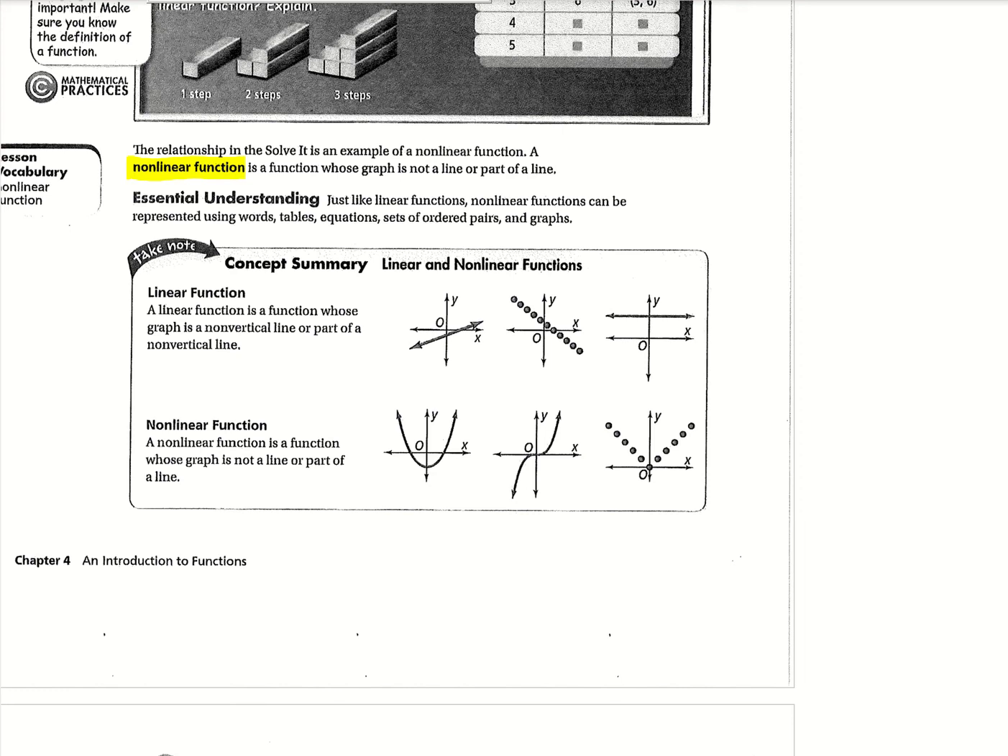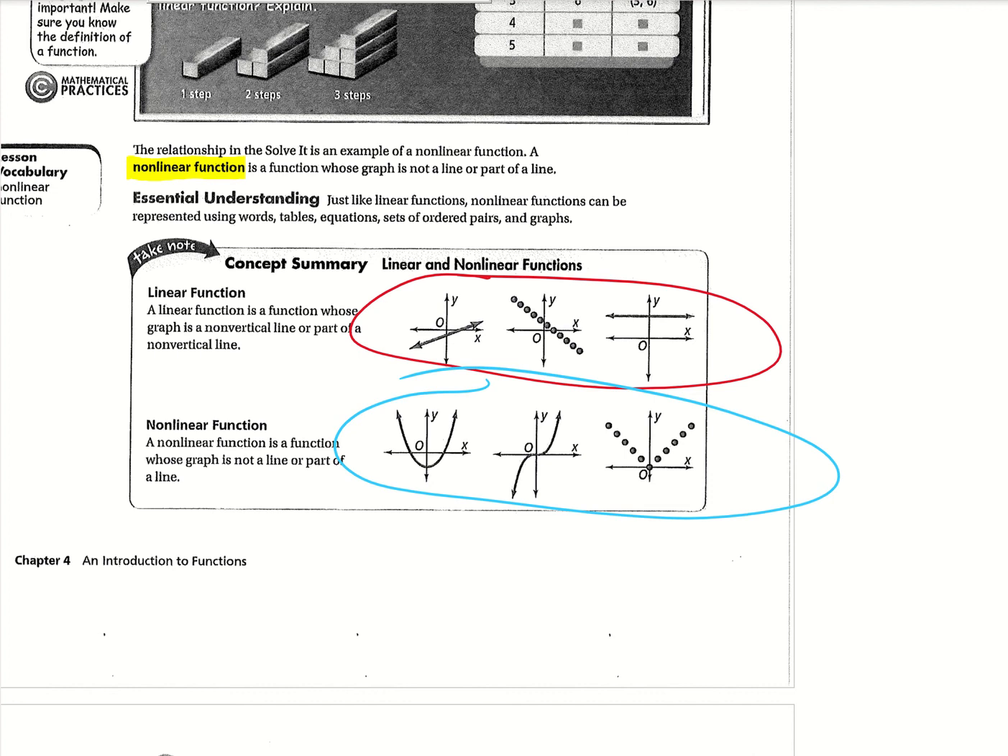If you look down underneath at this take note box with the concept summary linear and nonlinear functions, you'll see that the top three up here are all linear because they go in a straight line, whereas the bottom three down here are nonlinear because they do not go in a straight line, right? This one, even though there are a couple straight lines in it, is not a linear function.